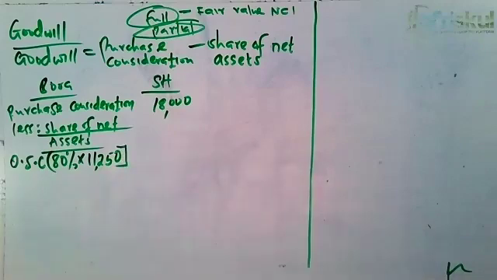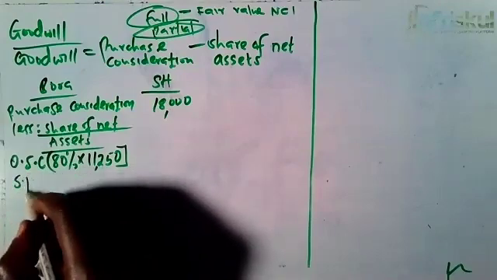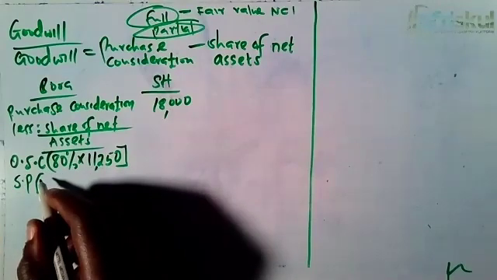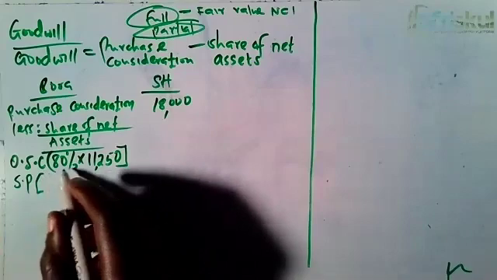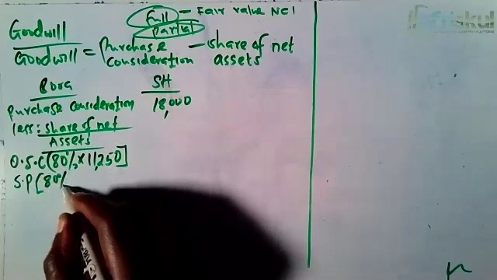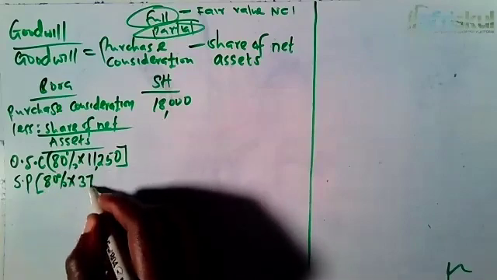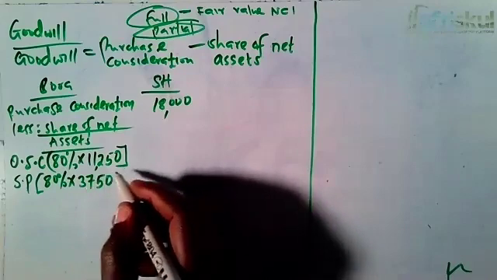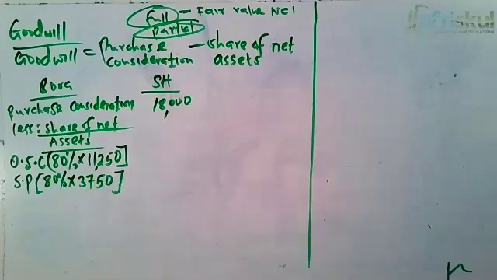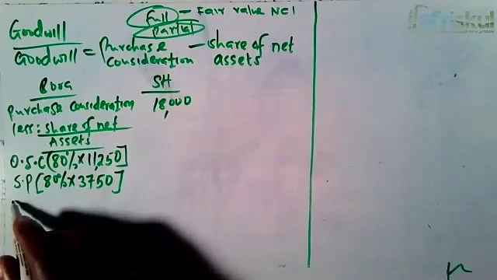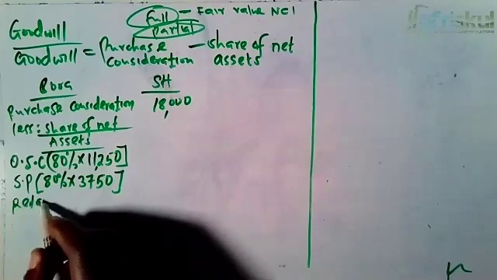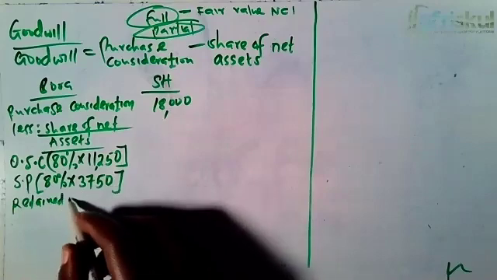Then again, they said as at that date, which means as at 1st May, share premium was 37.50. So 80% of 37.50. Then retained earnings, or retained profit.